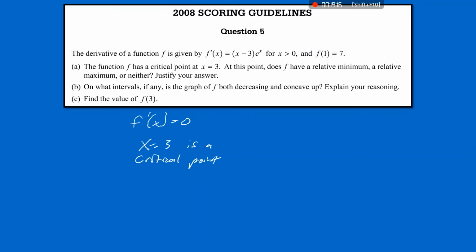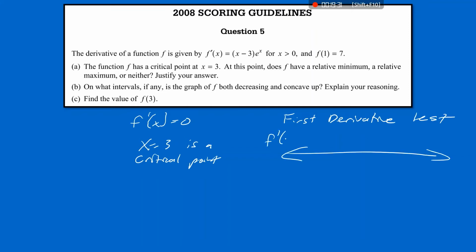Plug in like 0 and bigger than 3. Okay, so we could do a first derivative test, which is plugging numbers into f prime x that are around our critical point. Okay, since this is the only critical point, you can plug in any number that is less than 3, and we should get our answer for this entire interval, and any number greater than 3, and we'll get this answer for the entire interval. So if I plug in 0 right now, what happens?